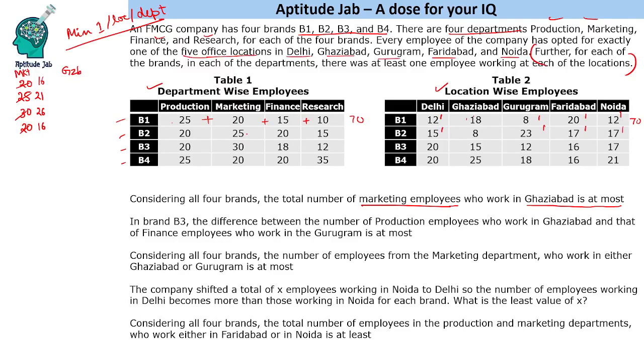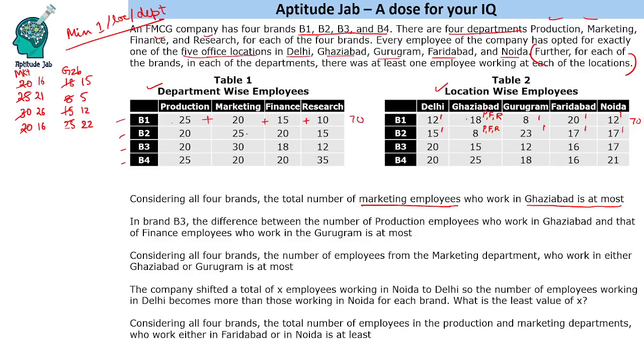Okay, Ghaziabad should have three employees of each category, minimum one of each, like production, finance, and research. So three employees gone. So although we have 15 employees, we can assign maximum 15 employees here. Why? Because minimum 3 will come from these three departments. Okay, similarly, if there are 8 employees, we have to assign one production, one finance, one research. That is the minimum. So we can have maximum 15 here. Okay, similarly, we can have maximum 12 here and maximum 22 here.